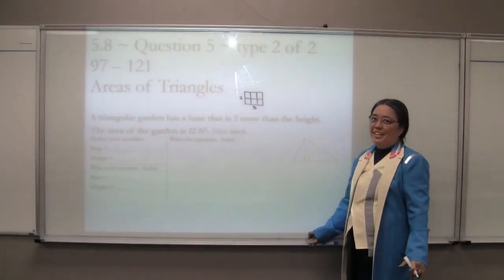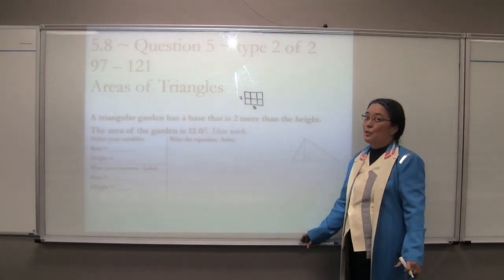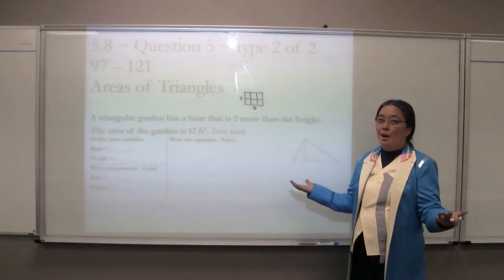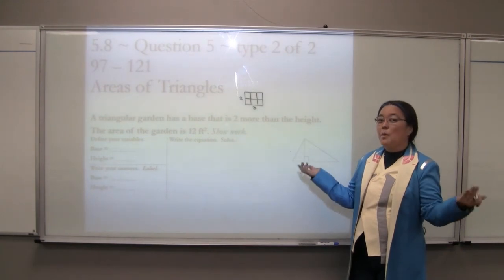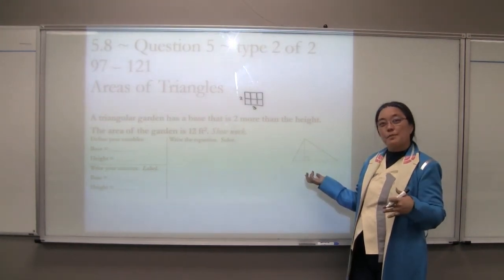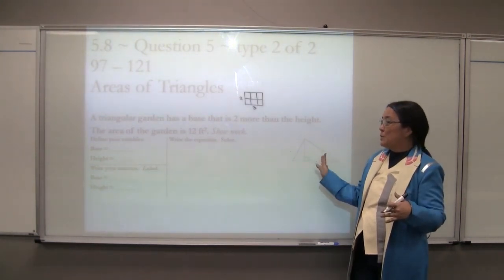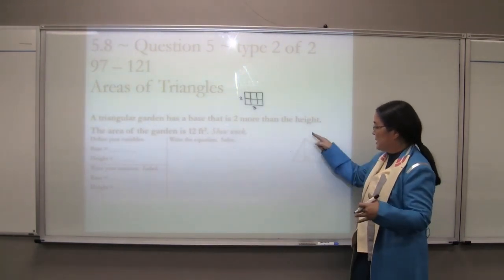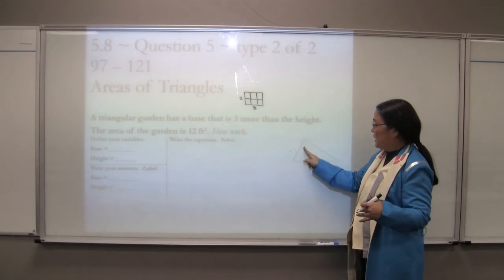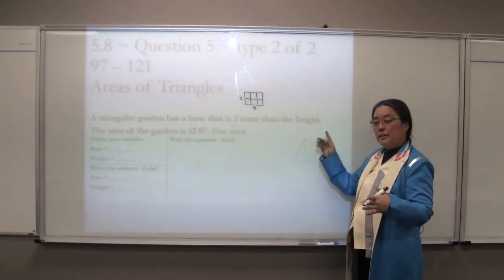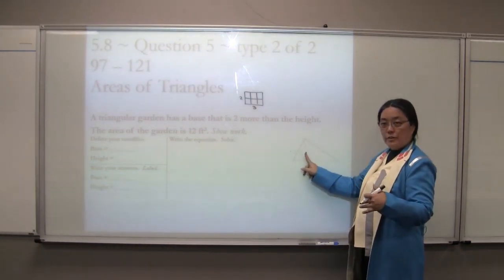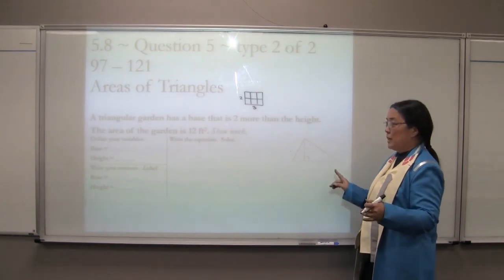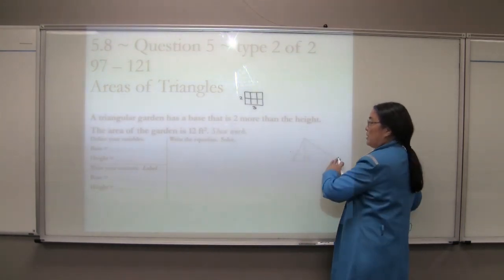Chapter 5, Section 8, Question 5, Type 2 of 2. We couldn't just stop with giving you one word problem. We have 2 choices of the types of word problems we could give you. This time we have a triangular garden, a triangle having 3 sides, and you'll notice this little dashed line in the center. That's the height, which is perpendicular, at 90 degrees, to the base. We'll get into perpendicular some more in chapter 3.